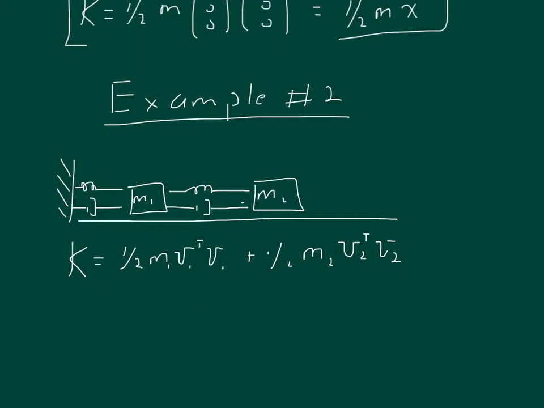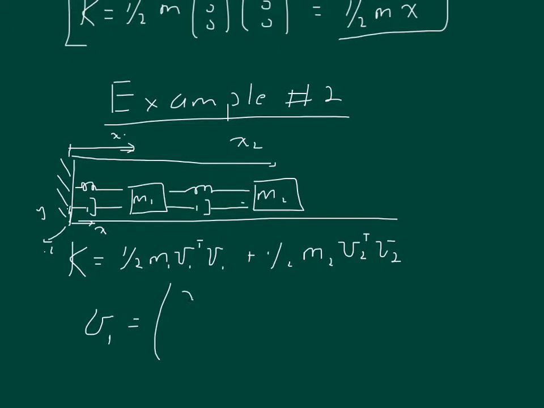So again, we need to have a coordinate system. So if we have the x direction, y, z, then the velocity of the first mass is going to be, so I guess we need a position. So this position would be x1, and then from the same point out here would be x2. The velocity of the first mass would be x1 dot, 0, 0, and the velocity of the second mass would be x2 dot, 0, 0.